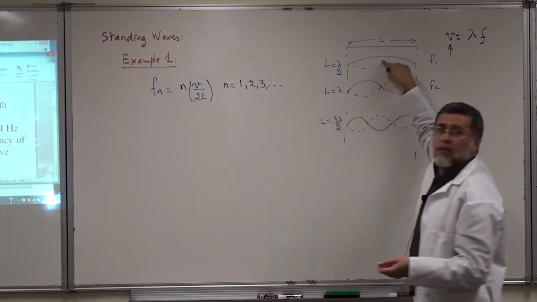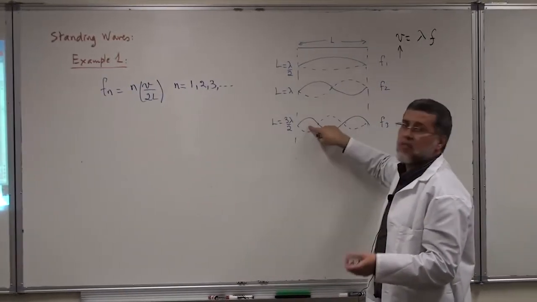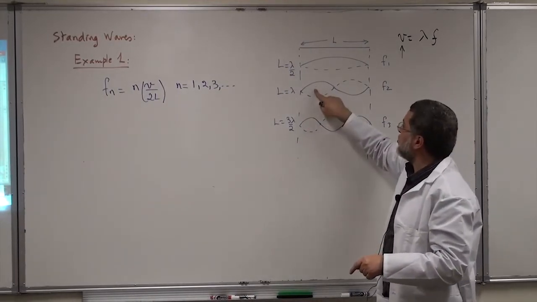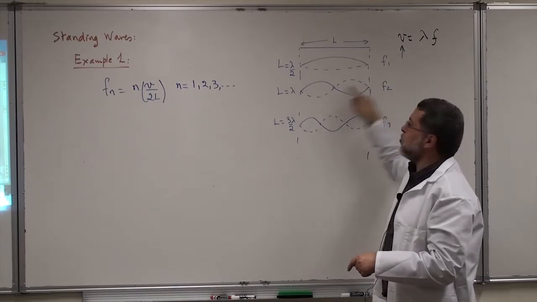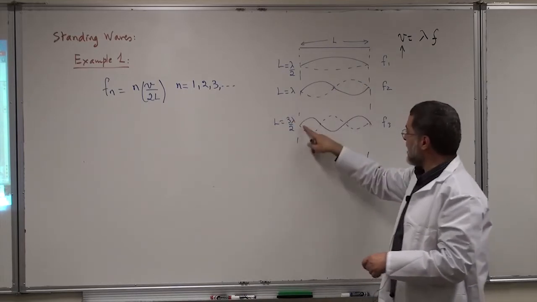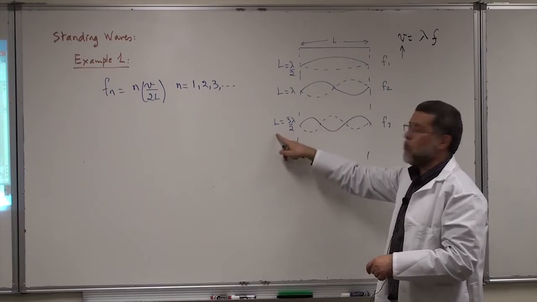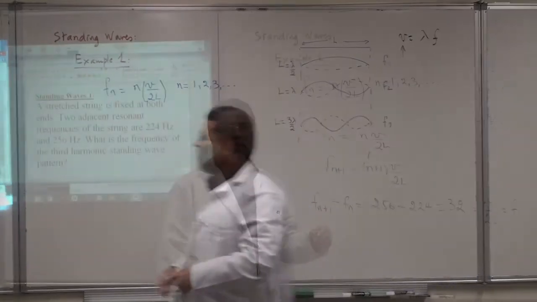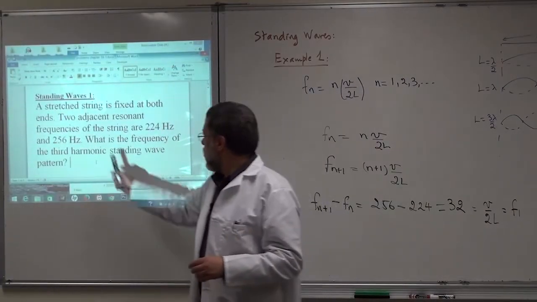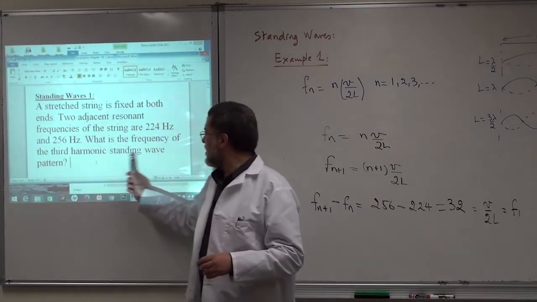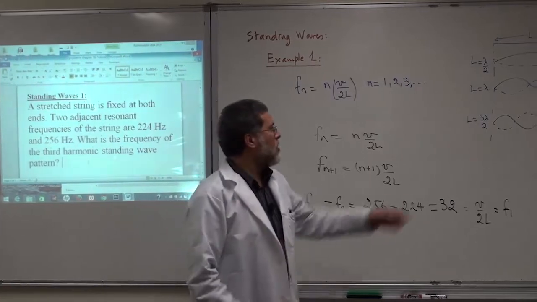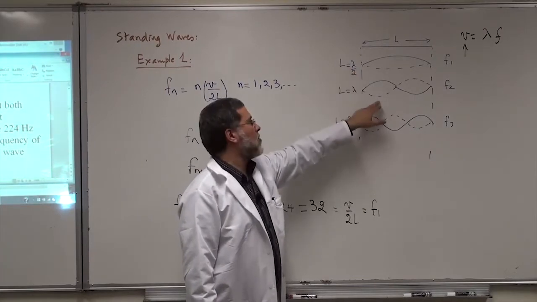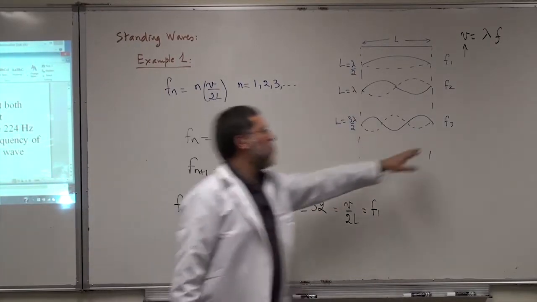Here we have one segment, here two segments, three segments, and every segment has a length of lambda over 2. So I have lambda over 2 for this segment, another lambda over 2, so L will be lambda. Here lambda over 2, lambda, 3 lambda over 2, and L will be 3 lambda over 2, so lambda will be 2L over 3, and so on. So he's asking what is the frequency of the third harmonic standing wave. This is the first harmonic or fundamental mode, this is the second harmonic, this is the third harmonic. So he's looking for F3.